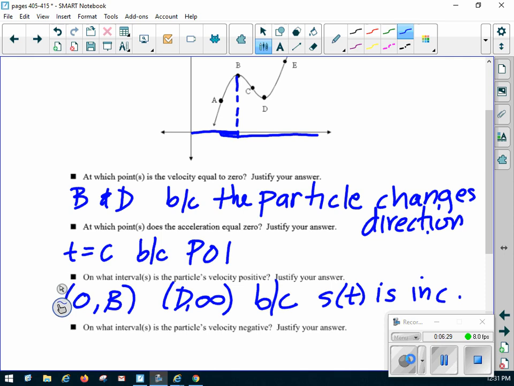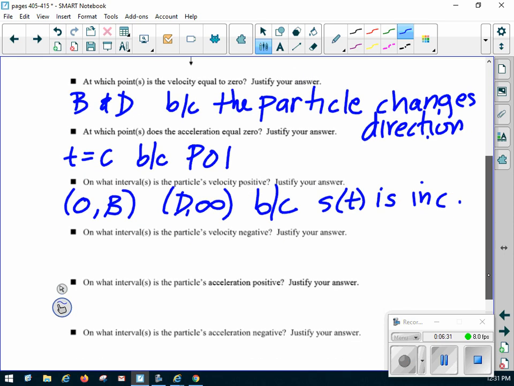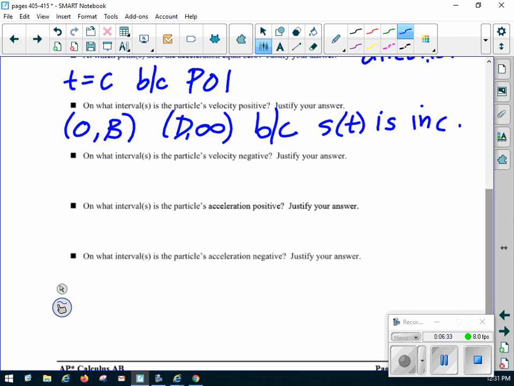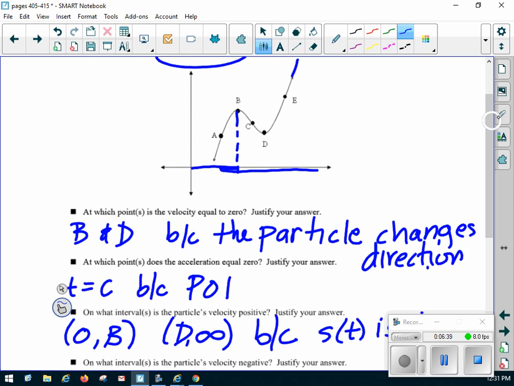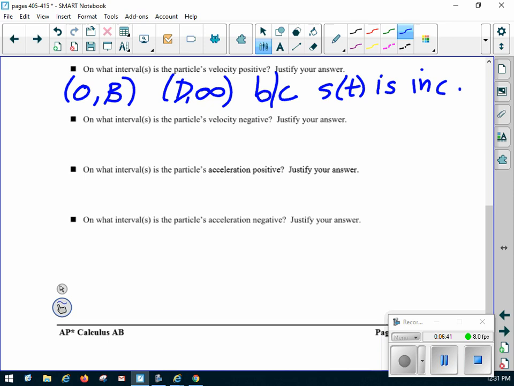Continue. At what intervals is the particle's velocity negative? Why between B and D? Because S of t is decreasing. From B to D, because S of t is decreasing.